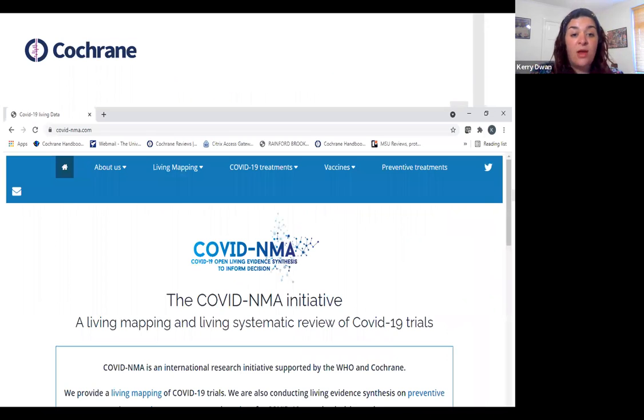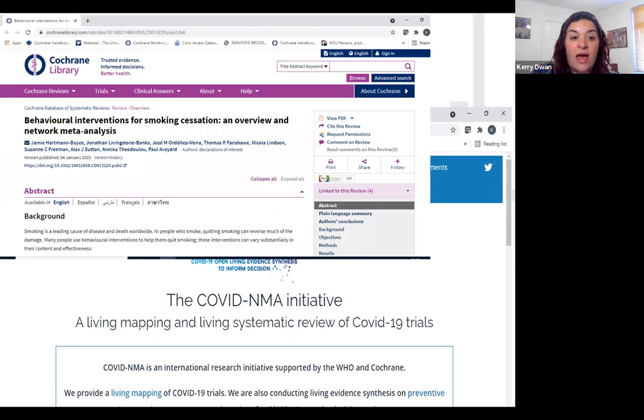Some examples of network meta-analysis in the literature. One is the COVID NMA initiative, and this is a living systematic review of COVID-19 trials. And this is constantly updated with new data from trials. And then we have in the Cochrane Library, one example is behavioural interventions for smoking cessation. And this review includes 312 trials with 250,000 participants and 845 study arms.